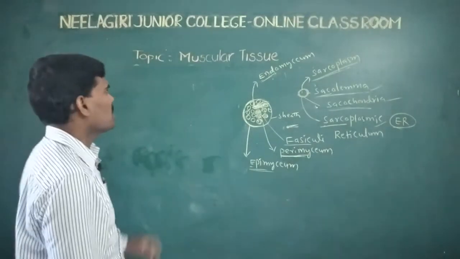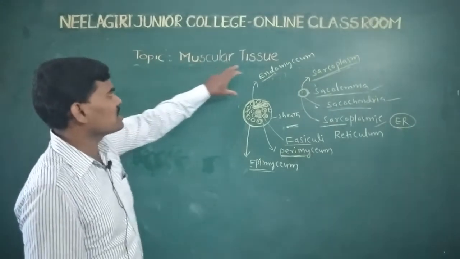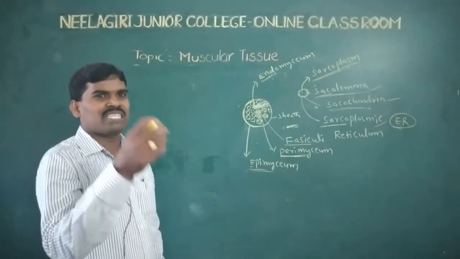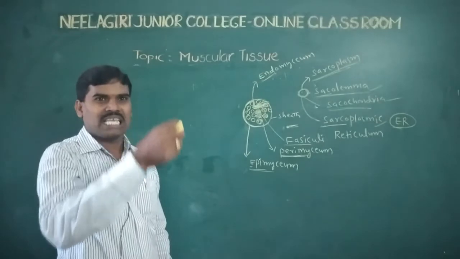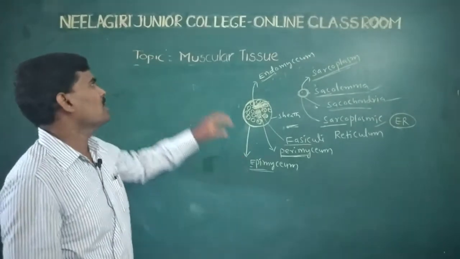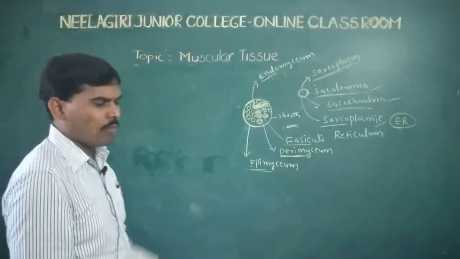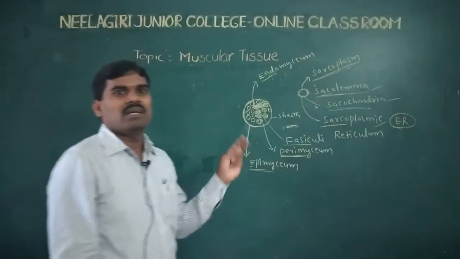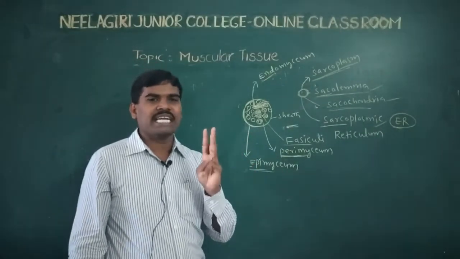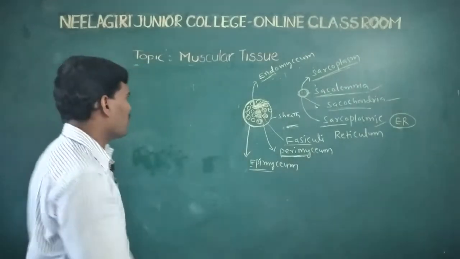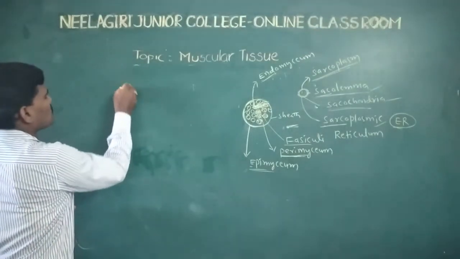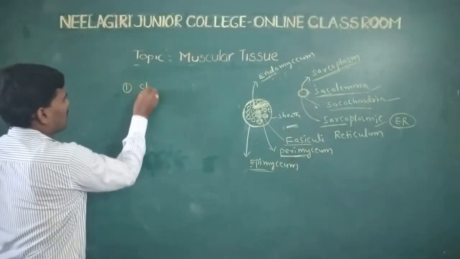So muscles are a group of thin, elongated, thread-like structures, forming muscle tissue. How many types of muscles are there? There are three types of muscles. The first one is the skeletal muscles.